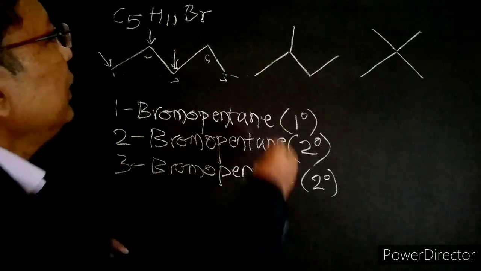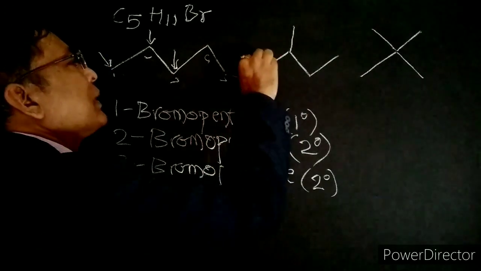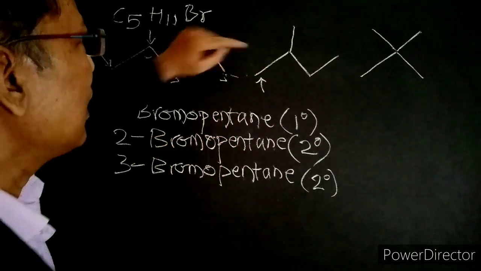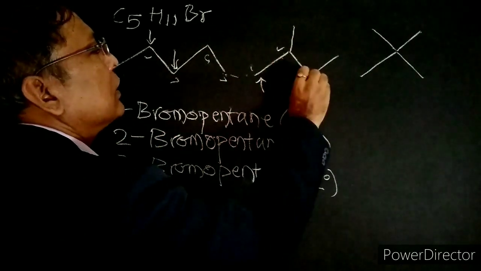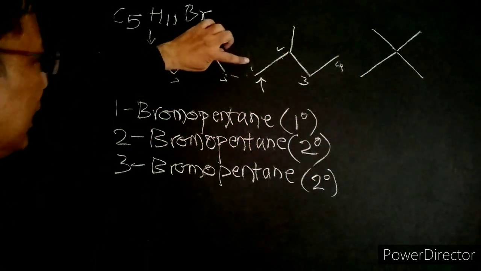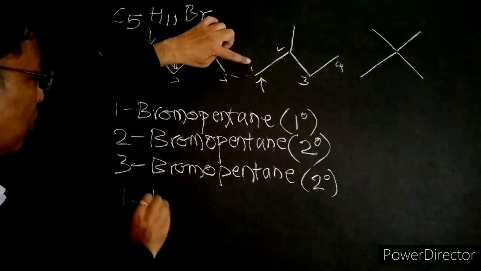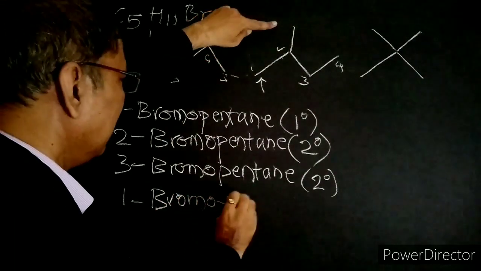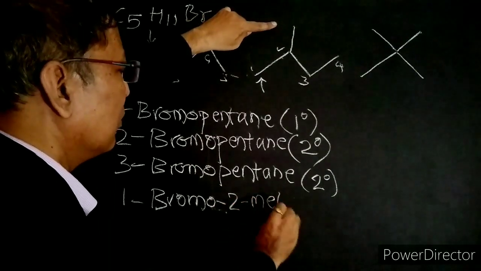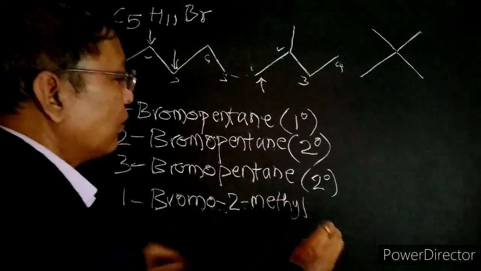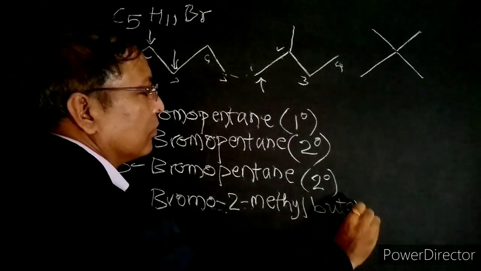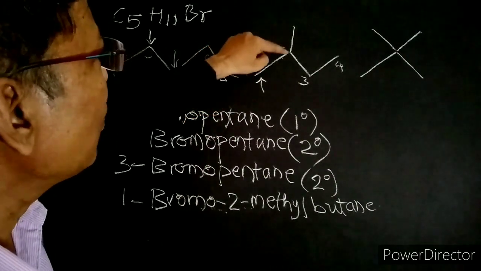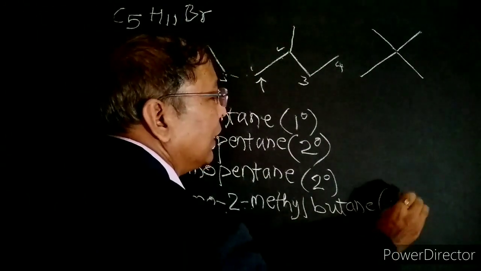Now, here, if the halogen is present on this carbon atom, let us count 1 2 3 4. So, what is the name? 1-bromo-2-methyl, 4 carbon atoms means butane. The bromine is attached to this carbon, which is attached to only one more carbon. Therefore, this is a primary alkyl halide.